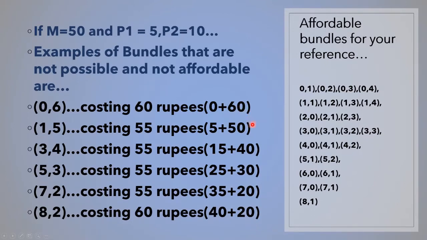So these are examples for you of combinations that are not possible. Therefore, these combinations will not figure in our budget set because they are beyond our budget. They are unattainable and unaffordable.